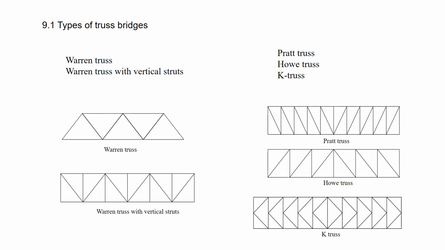9.1 Types of truss bridges. There are many types of truss bridges with different arrangements and shapes of triangles. Some of them are illustrated here. Warren truss and Warren truss with vertical struts are widely used. Pratt truss and Howe truss have the diagonals arranged symmetrically over the span center. K-trusses are often used for towers.